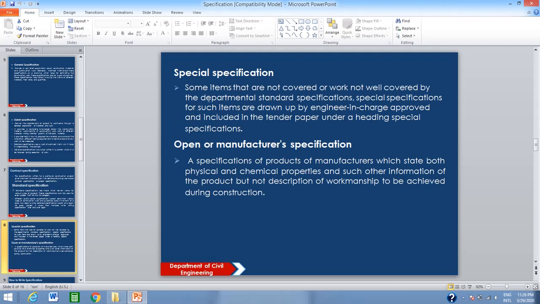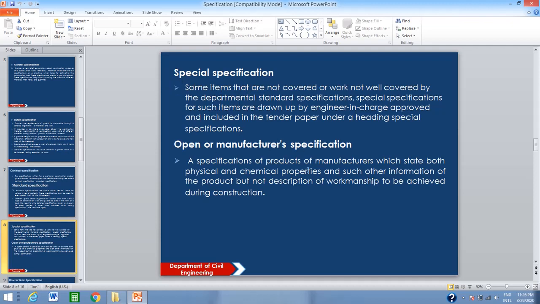Now, special specification. Some items are not covered, or work is not well covered, by the departmental standard specifications. A special specification for such items is written by the engineer in charge, approved, and included in the tender paper under the heading special specification. Sometimes at the site, the engineer specifies some material that we are going to use which is not at the departmental level; the site engineer writes and approves the material specification. That specification is known as a special specification.